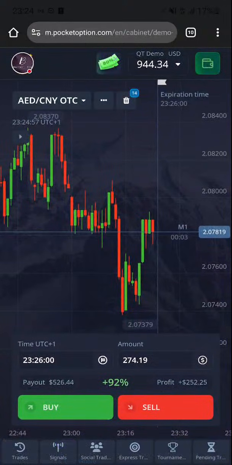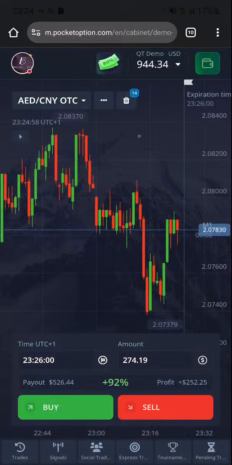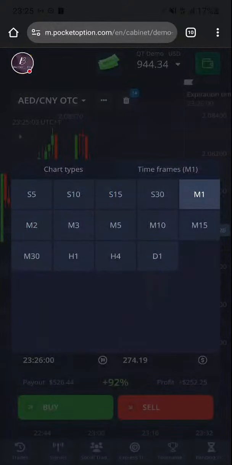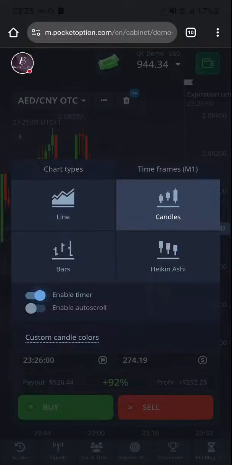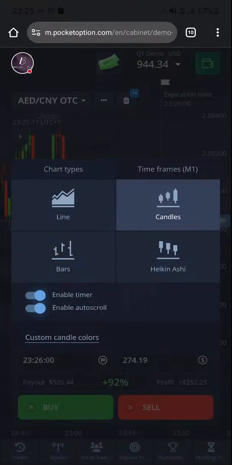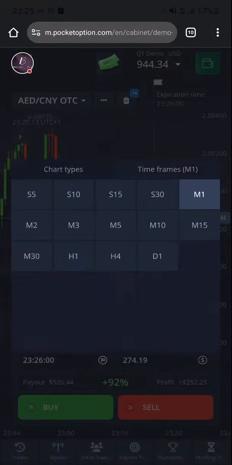So let's quickly get right to the setup for today. We'll be using the chart type candlesticks, and over here we'll enable the timer today. We'll disable this auto scroll thing, and when we come to this time frame area, we'll go to the M1 section.